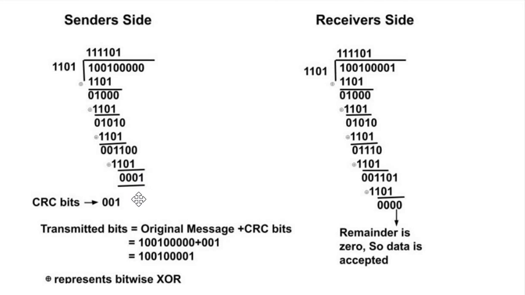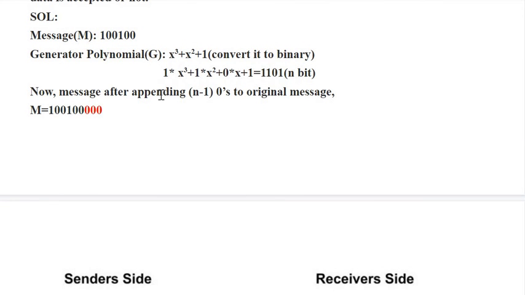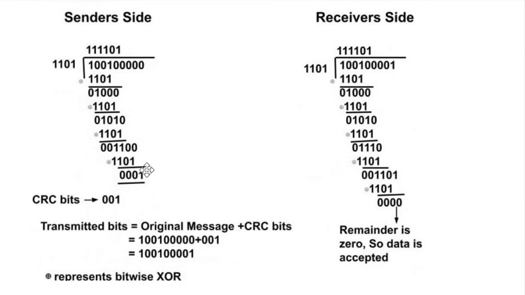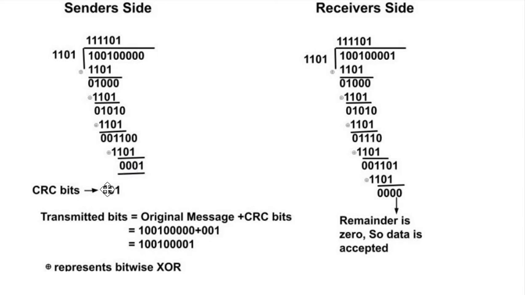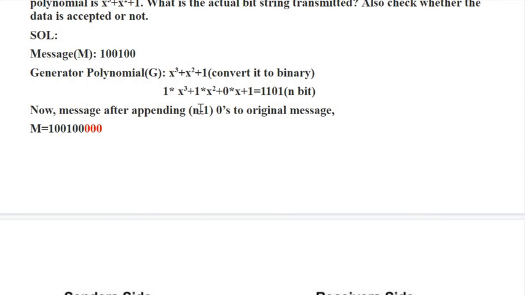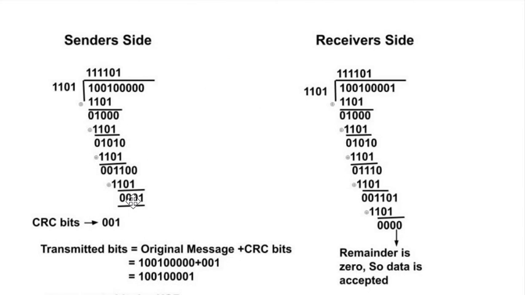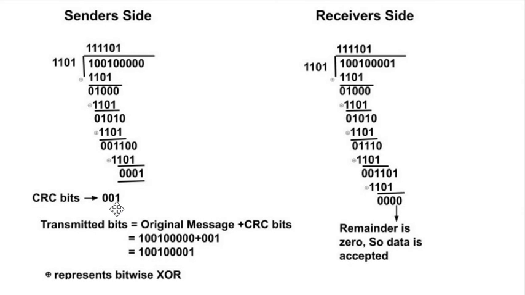So now what will we do? What was the number of zeros we appended? It was n-1, that is 3. That's why we'll take 3 bits from the right side, that is 001. How is it taken? The number of appended zeros is n-1, that is 4 minus 1, which equals 3. That's why we are taking 3 bits from the right side. So it is 001. So our CRC bits are 001.